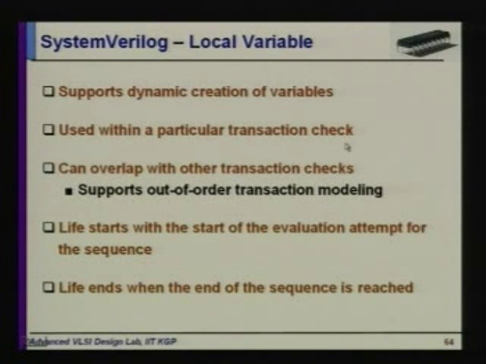They are used within particular transaction checks, like particular behavior over sequences, and can overlap with other transaction sets. They support out of order modeling, like in a pipeline, as you will find in the next example. Life starts at the start of the evaluation attempt for the sequence, when the assertion or property starts checking, and life ends when the end of the sequence is reached.